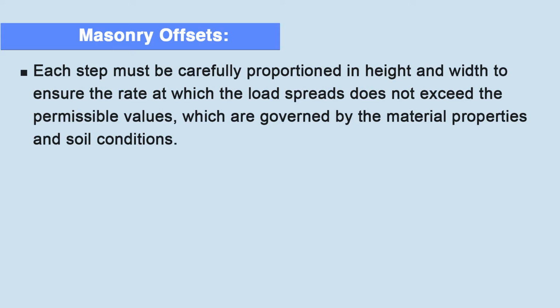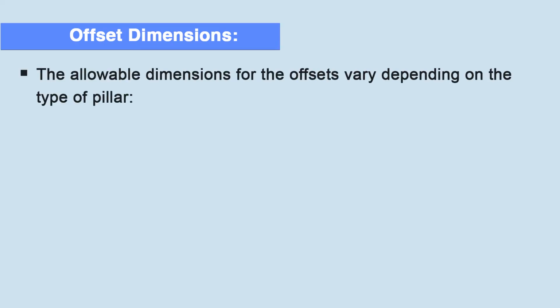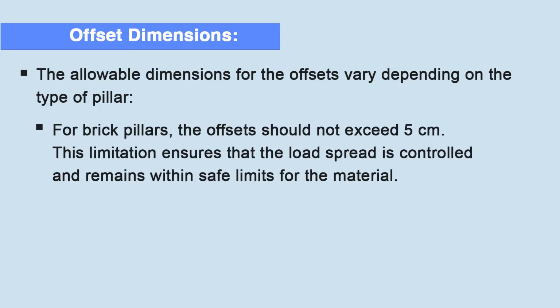Each step must be carefully proportioned in height and width to ensure the rate at which the load spreads does not exceed the permissible values, which are governed by the material properties and soil conditions. Then the next is offset dimensions. The allowable dimensions for the offset vary depending on the type of pillar. Like for brick pillars, the offsets should not exceed 5 cm. These limitations ensure that the load spread is controlled and remains within the safe limits for the material.